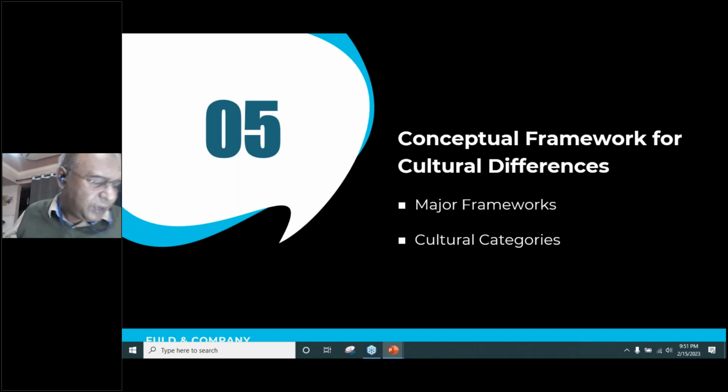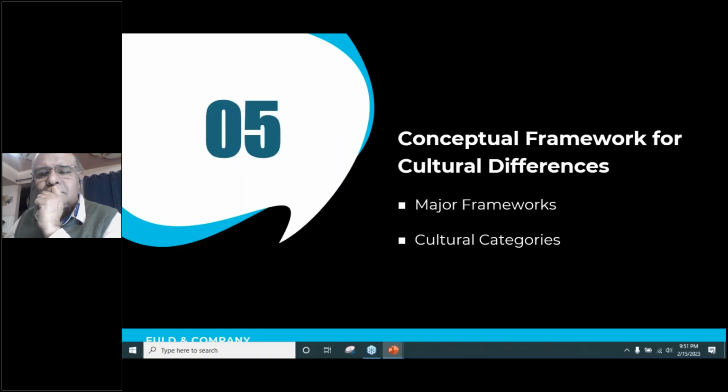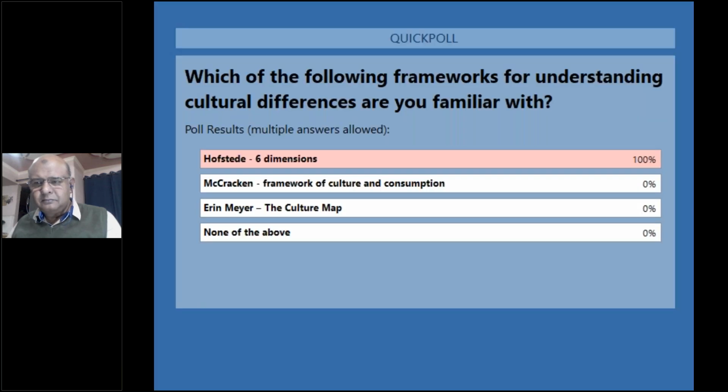We'll move forward fast. We have another, and if you have questions, please send them and we have another poll which Elaine has opened up. Thanks, Yusuf. Of the following frameworks for understanding cultural differences, which are you familiar with? Please tick any that you're familiar with or none of the above. Thanks, Yusuf. Go ahead. Do we have the results? Yep. Everybody has heard of Hofstede.